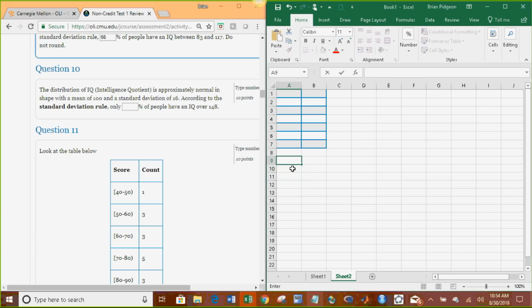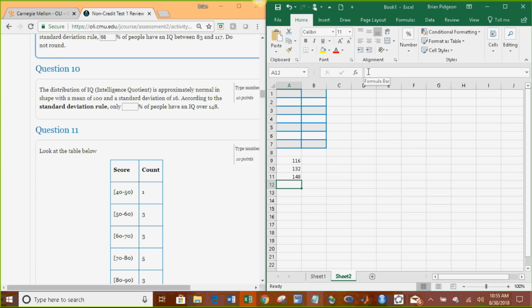So we have 100 plus 16. So 1 standard deviation away is 116. 2 standard deviations away, so 2 times 16, equals 132. And if we go one further, 3 times 16, we have 148. So 148 is 3 standard deviations away from the mean in the positive direction.